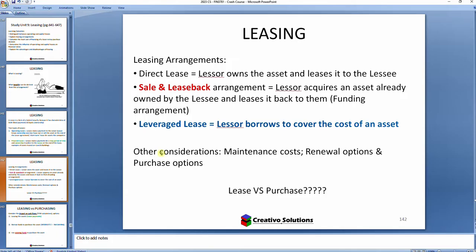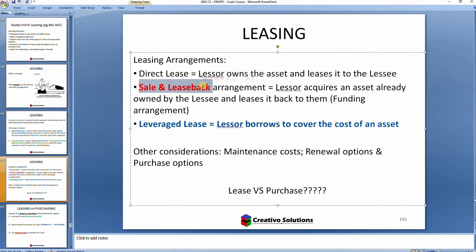Right, there are different types of arrangements that you can have. You can also have a sale and a lease back. That's also a nice financial management consideration, where the lessor acquires an asset already and literally leases it. So basically, sale and leaseback is like, let's say you're in a spot of bother.